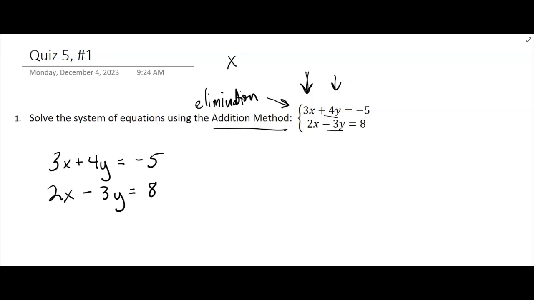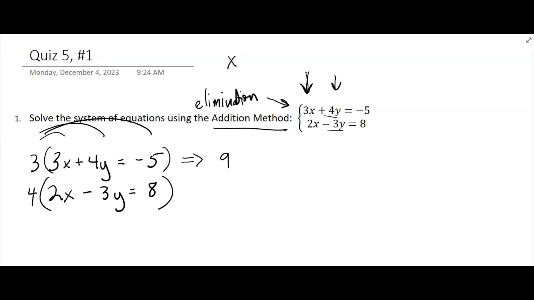So I want the 4y and the negative 3y to eliminate. 12 is the smallest number that both 4 and 3 go into, the LCM. So I'm going to multiply this top equation, the whole thing, by 3, and this bottom equation, the whole thing, by 4. When I do that, I'm going to get two new equations. I'm distributing here, right? So 3 multiplied all the way in.